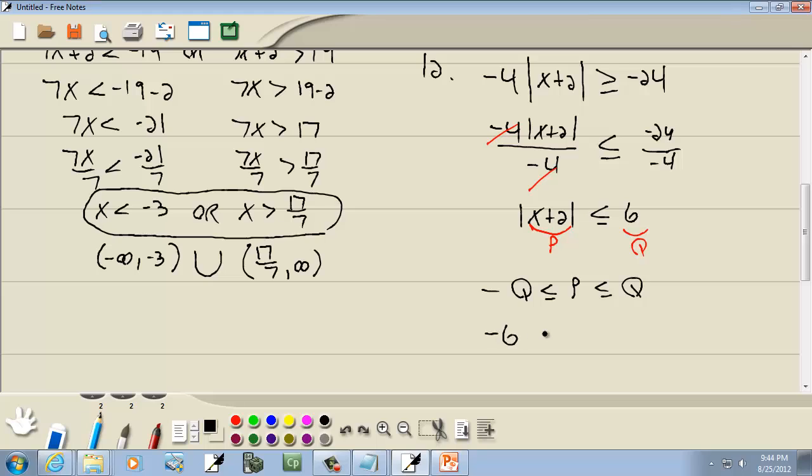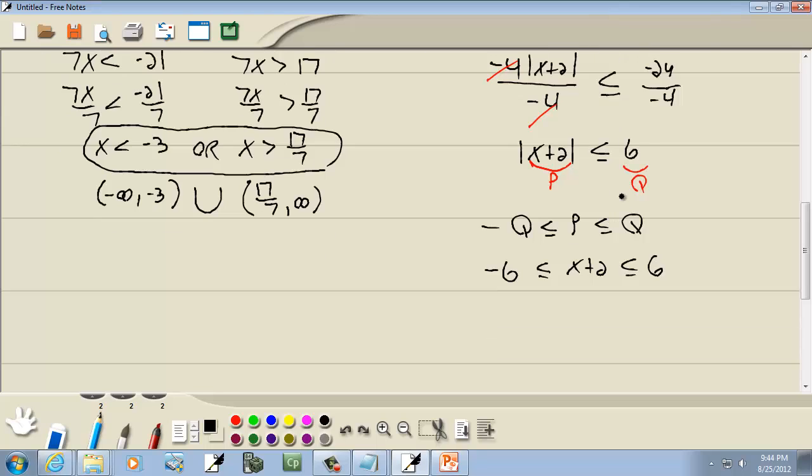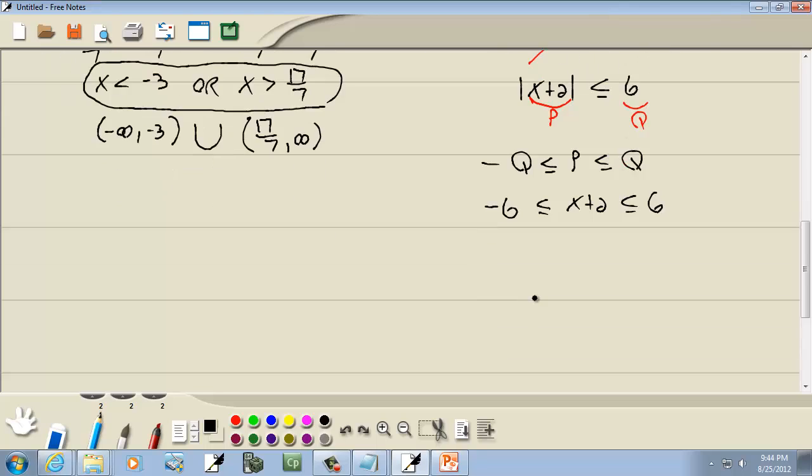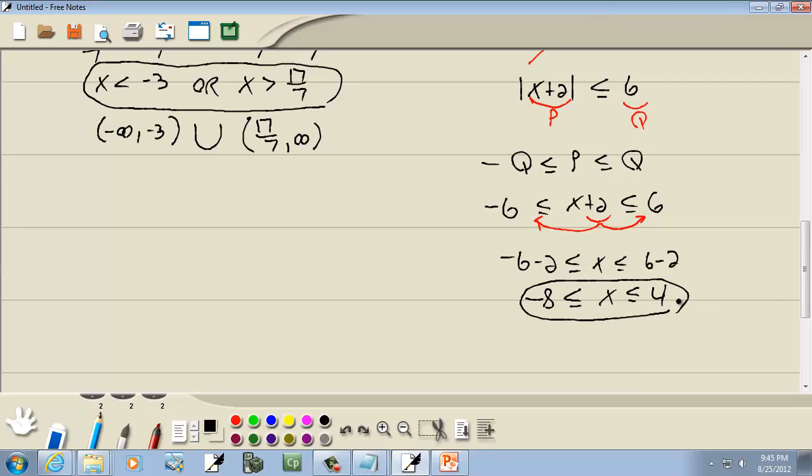So I got negative 6 is less than or equal to x plus 2 is less than or equal to a positive 6. Trying to solve for x, so I'm going to take the 2 over to the other two sides. And then we get negative 6 minus 2 is less than or equal to x is less than or equal to 6 minus 2. Which gives us negative 8. 6 minus 2 gives us 4. And that's our answer.